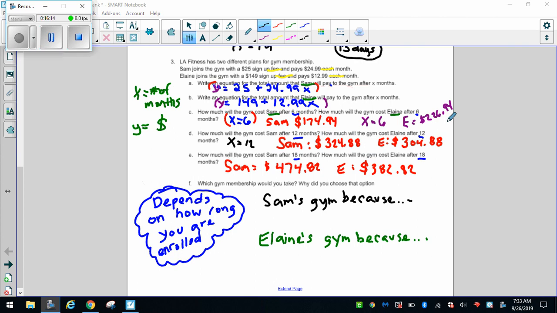One may be because I am looking to get in shape and become healthy. I'm going to go every day. And so it's a longer term membership you want. And if you take a look up here at 18 months, it'll cost Sam $474.82. But it'll only cost Elaine for that amount of months $382. So again, it depends on how long you're enrolled. Just make sure you defend your answer with some math.